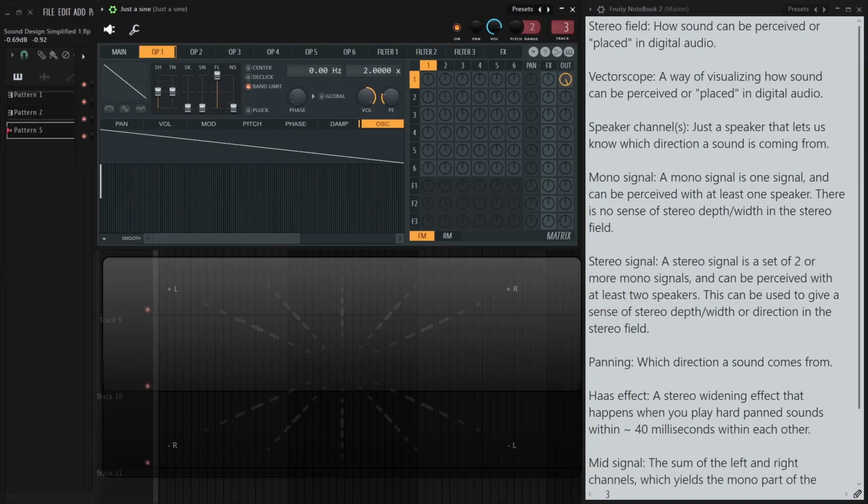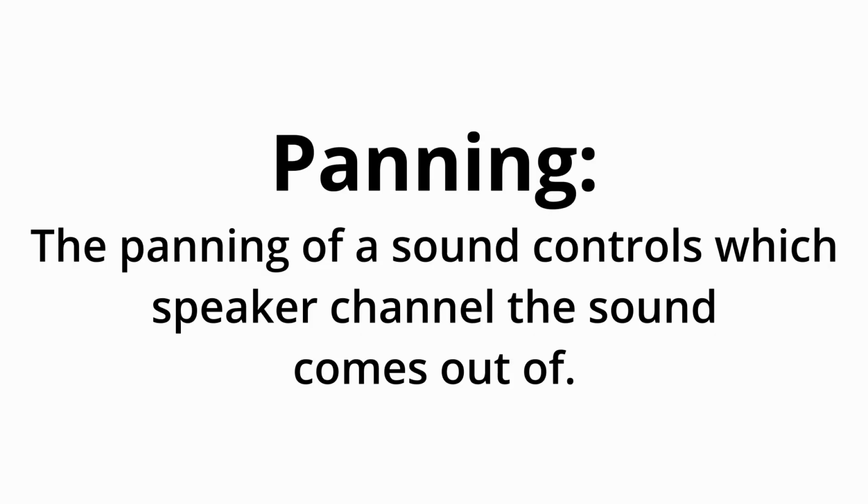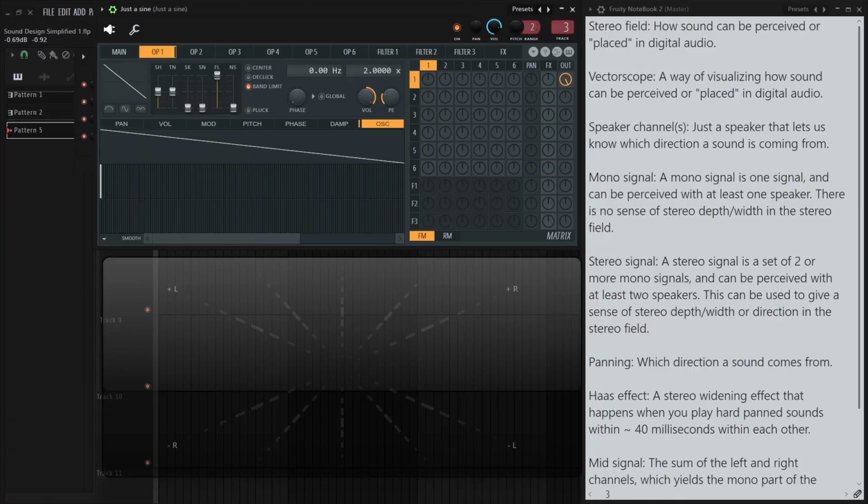Before I go over an example of stereo, we need to go over panning first. So, the panning of a sound controls which speaker channel the sound comes from. Again, if you don't have headphones or stereo speakers on you right now, you won't be able to perceive what's about to happen in this next example. Alright, so let's pan this saw wave all the way to the left first and see what that sounds like.